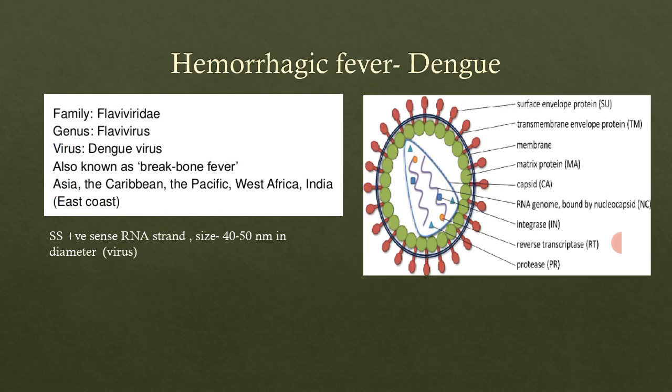Then the genome is bound by the nucleocapsid. As we mentioned, around it is the capsid, and inside the capsid there is the single stranded positive sense RNA. In the RNA, the yellow colored one is a reverse transcriptase enzyme, which helps with genome transcription. Along with the reverse transcriptase, the protease enzyme is also present in the dengue virus. So these are the morphological characteristic properties of the virus.